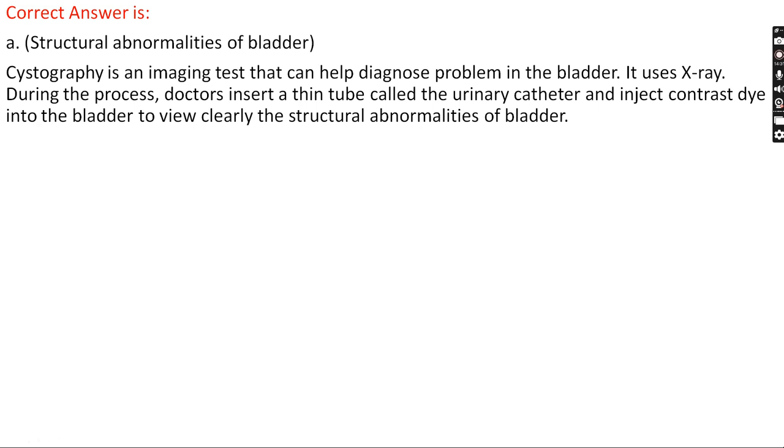Cystography is an imaging test that can help to diagnose a problem present in the bladder, and it uses X-rays. During this process, the doctor inserts a thin tube known as a urinary catheter, and along with the catheter also injects contrast dye into the bladder to view the structure and abnormalities of the bladder.